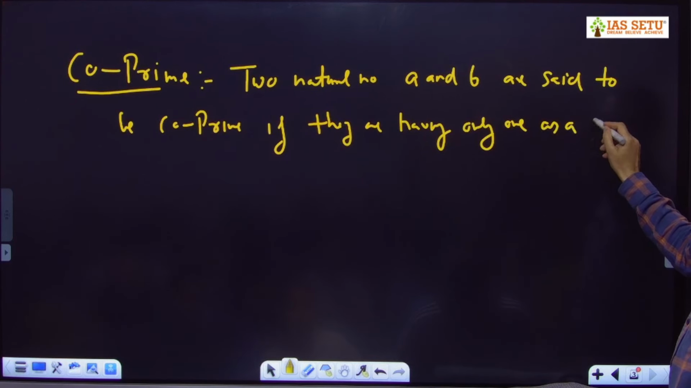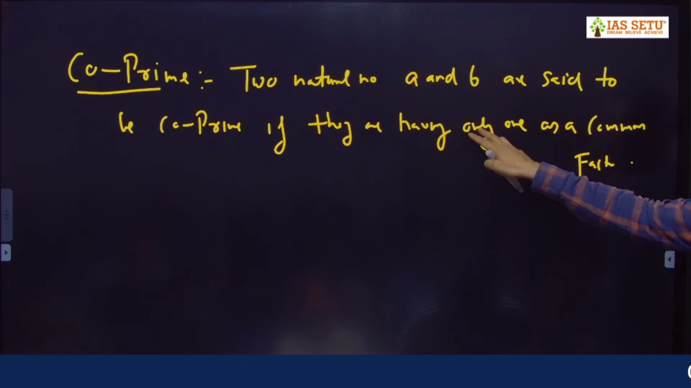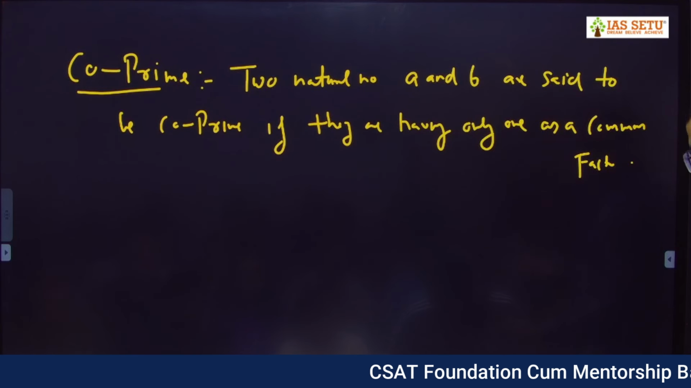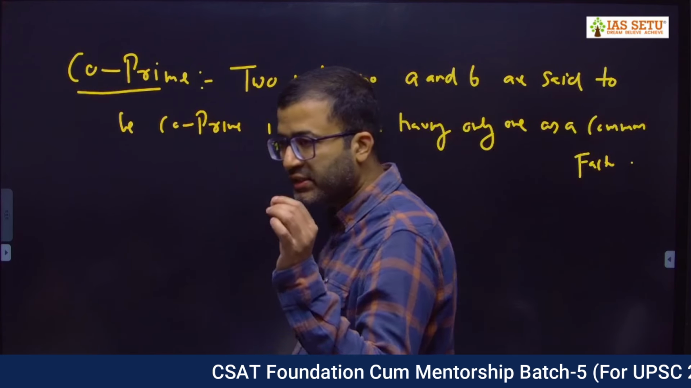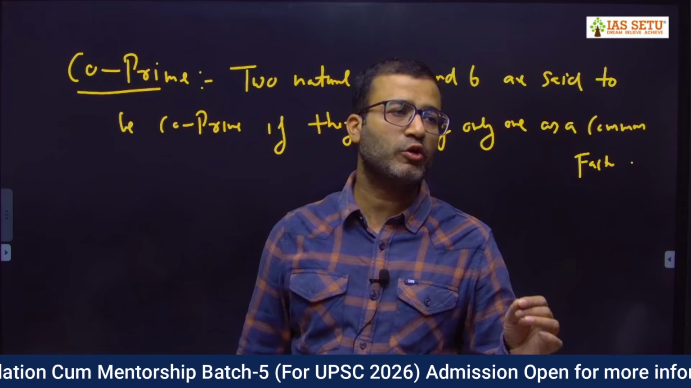Only one as a common factor. Okay, it is natural numbers, not prime numbers. Prime numbers are necessarily co-prime. Two natural numbers A and B are said to be co-prime if they are having only one as a common factor.